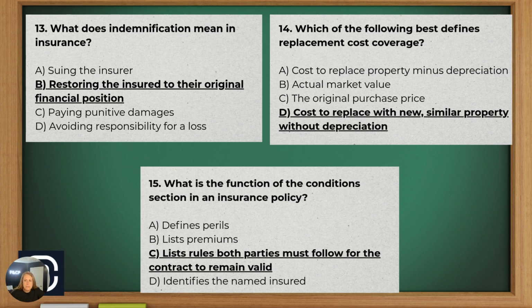If we read the other answer choices here, A is kind of the opposite, right? So A says the cost to replace it minus depreciation. When you're taking depreciation into account, that's your actual cash value, ACV. So ACV is A, the cost to replace it minus depreciation. Replacement cost is you're not taking depreciation into effect. It's just, what does it cost to replace it, right? That's your replacement cost.